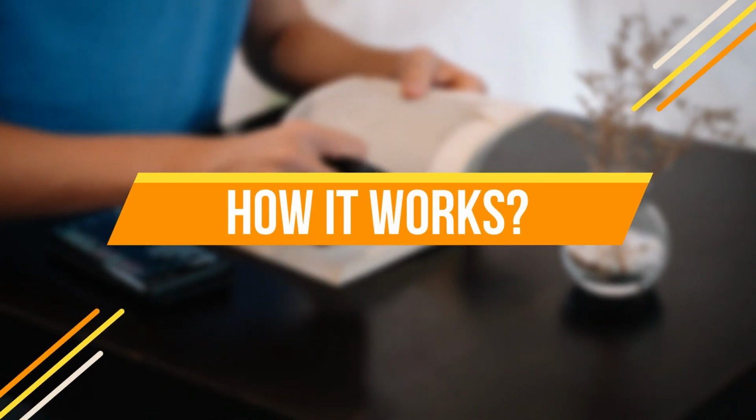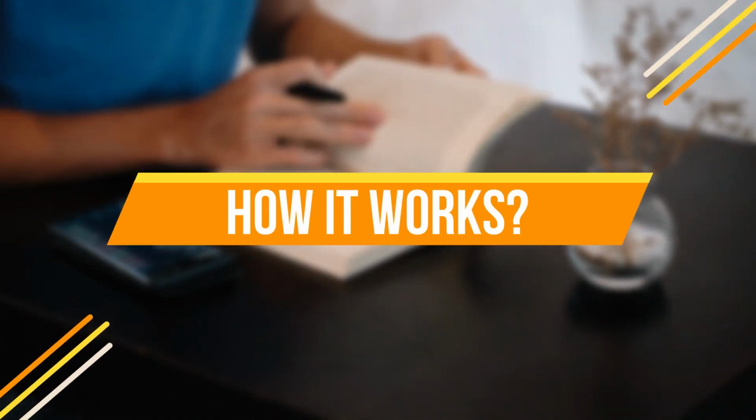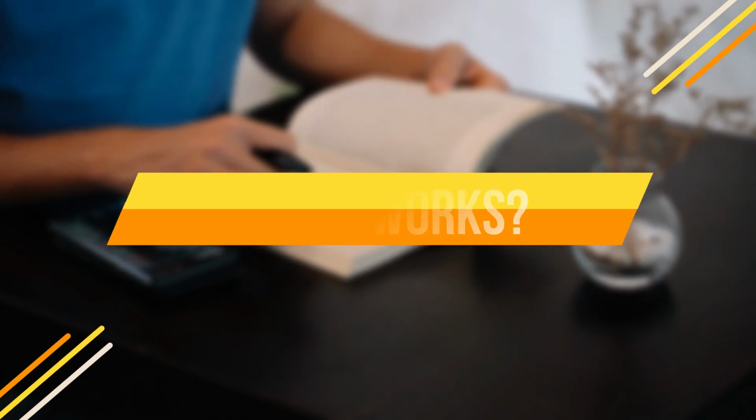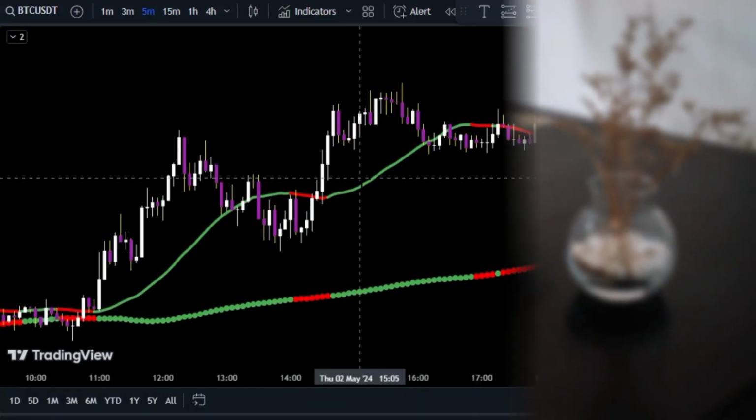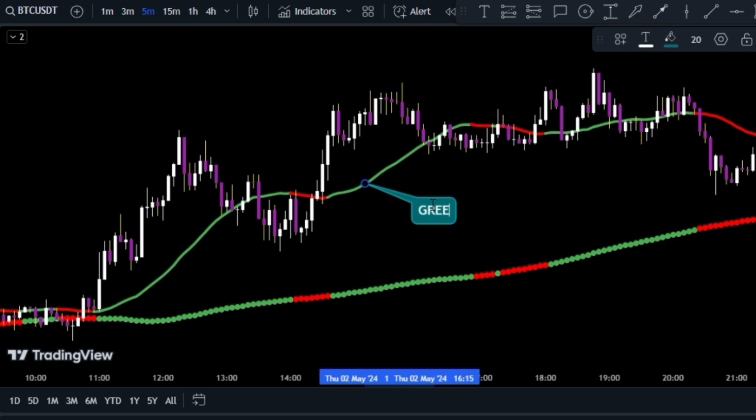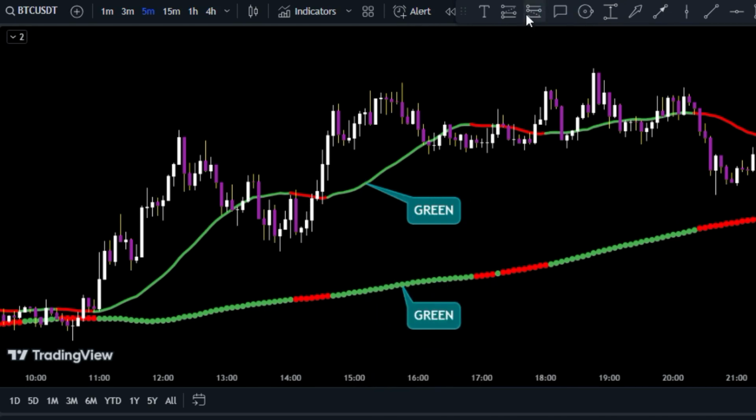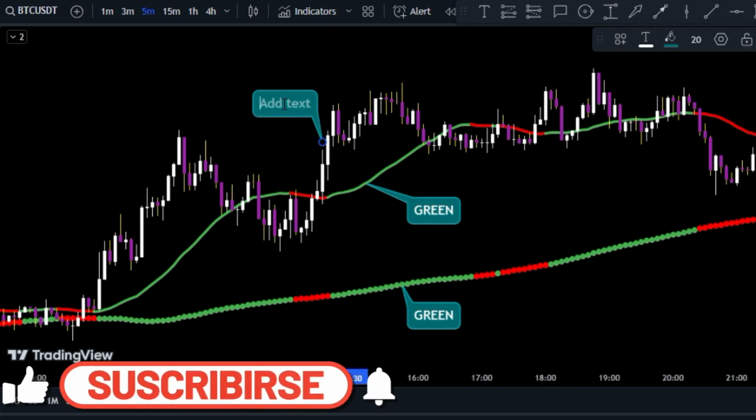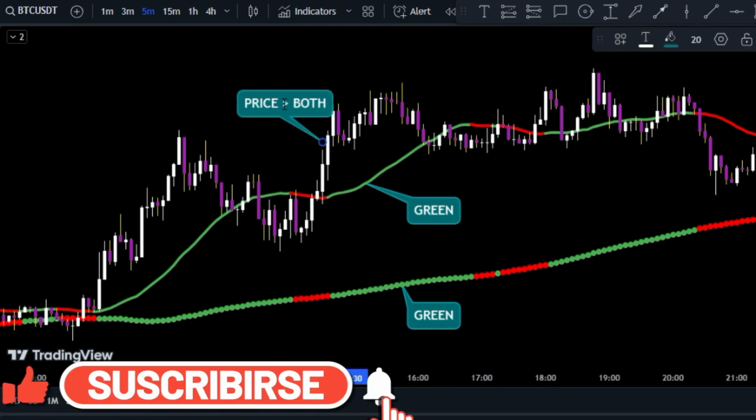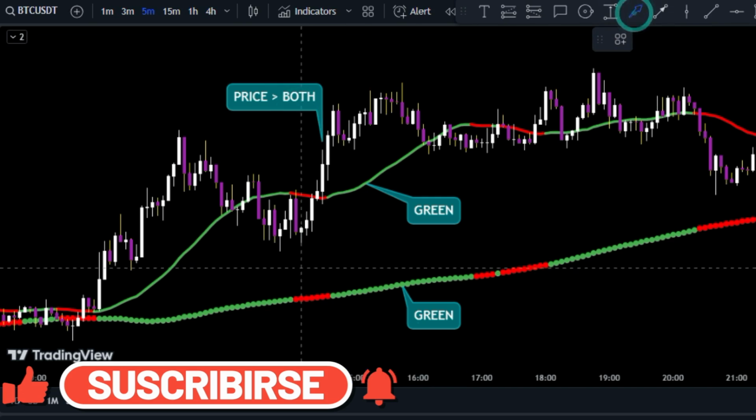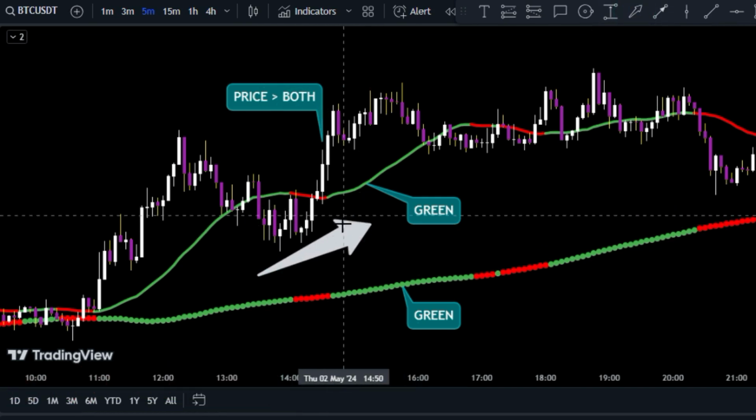Alright traders, let's break down how to use our CM Ultimate MAMTF indicator to spot those trending markets like a pro. This handy tool draws the color line and some color dots on your chart, making it super easy to identify trends. To identify an uptrend using the CM Ultimate indicator, check that the MA line is green. The dots should also be green and the price should be above both the MA line and dots.